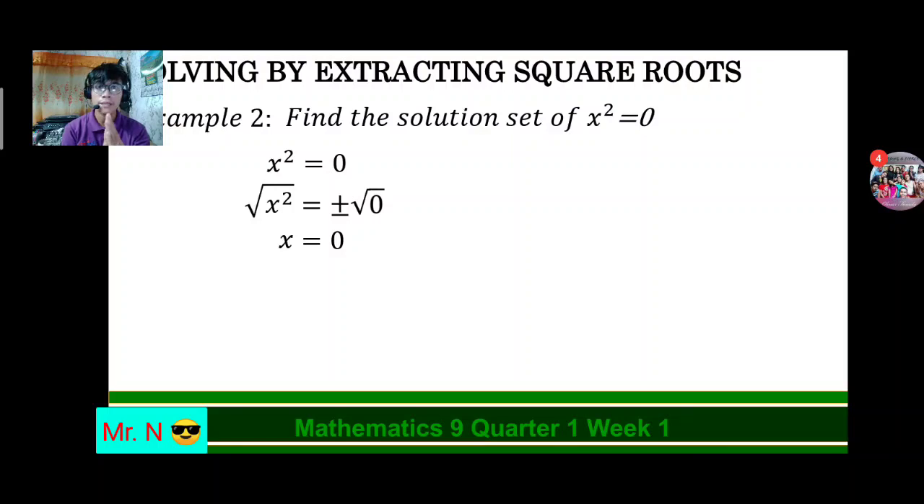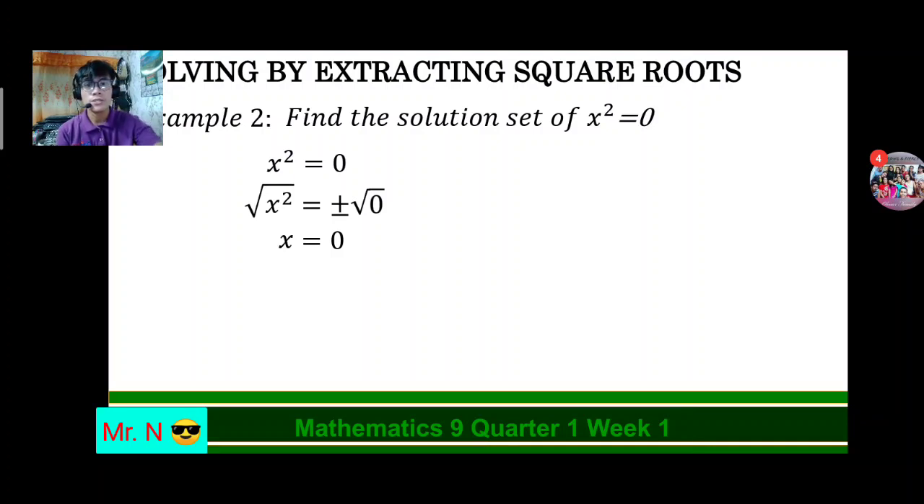Tapos, to the right, from positive 1 up to positive infinity. No? Positive 1, positive 2, positive 3, positive 4, positive 5, and so on and so forth. And then, from 0 to the left, from negative 1 to the left, okay? So, negative 1, negative 2, negative 3. So, nasa gitna 0, neutral. It doesn't have a sign.